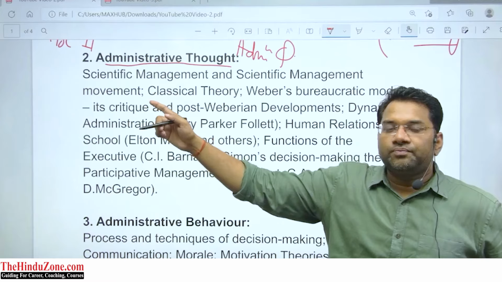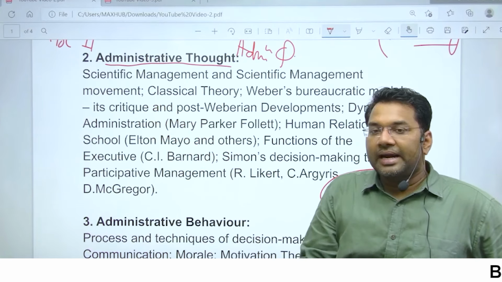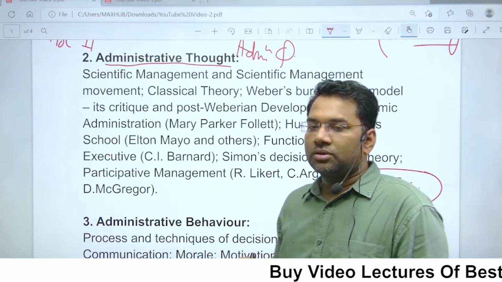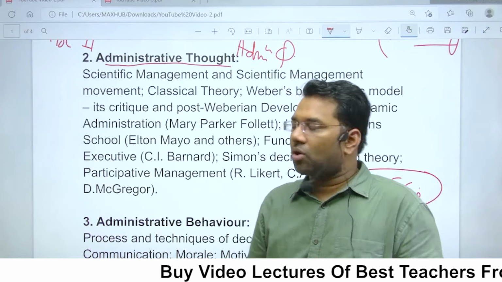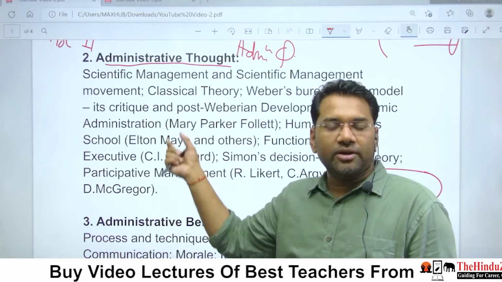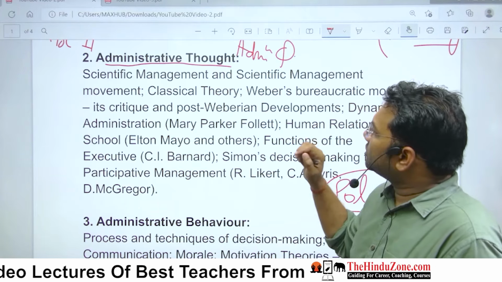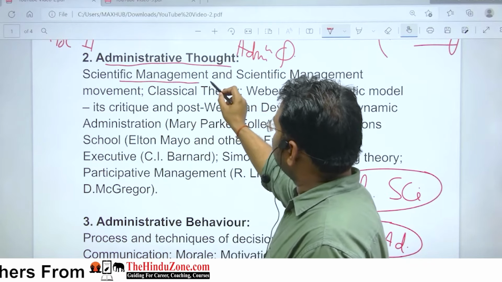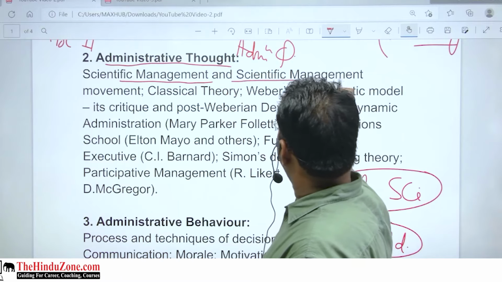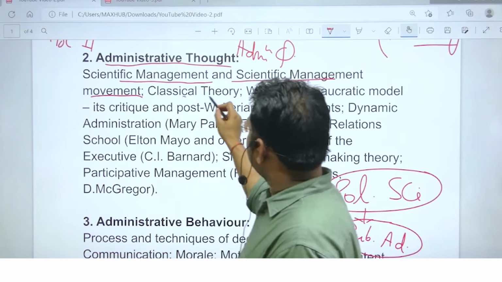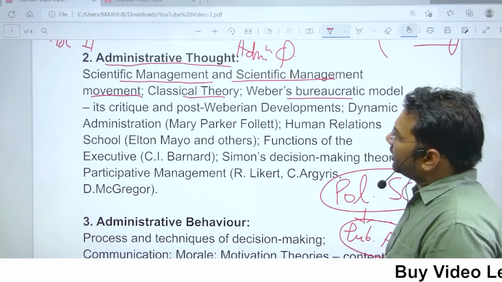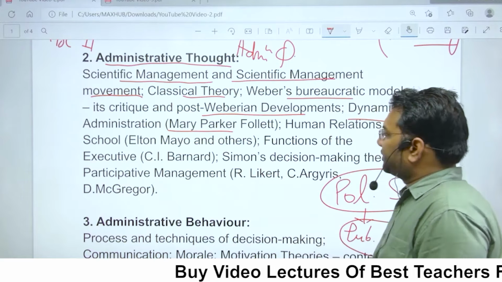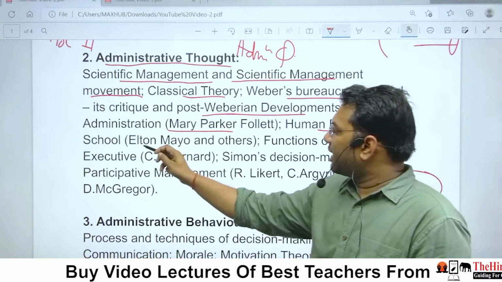In the introduction, we are dealing with the discipline, the kind of discipline, the nature of discipline. Uske baad we will be moving on to administrative thoughts, or you can say the administrative thinkers. So the second unit will belong to thinkers, and in this administrative thought, we will be covering all the thinkers and their theories, like scientific management and the scientific management movement, the classical theory, Weber's bureaucratic model, post-Weberian developments, dynamic administration by Mary Parker Follett, and the human relations school by Elton Mayo and others.